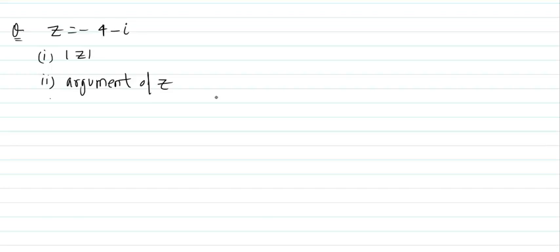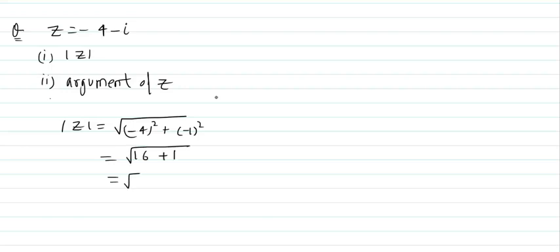So here's a question. If Z is minus 4 minus i, you need to find the modulus of Z and the argument of Z. For the modulus of Z, what are you going to do? Modulus of Z is the square root of minus 4 squared plus minus 1 squared. Minus 4 squared is 16, plus 1, and the modulus will be square root 17. Okay, now that is your part I. Now part II, here they are asking you to find the argument of Z.